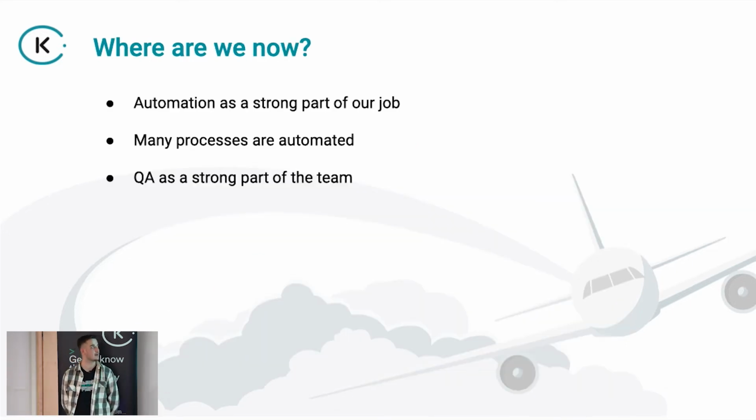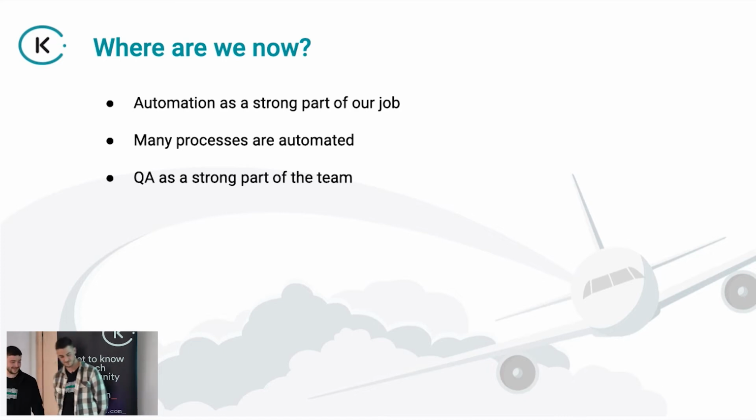And where we are now, our automation is a strong part of our job. Many processes are automated, and last but not least, QA is a strong part of our development, and I think that is the biggest achievement. And now I'm passing my word to Tomáš.